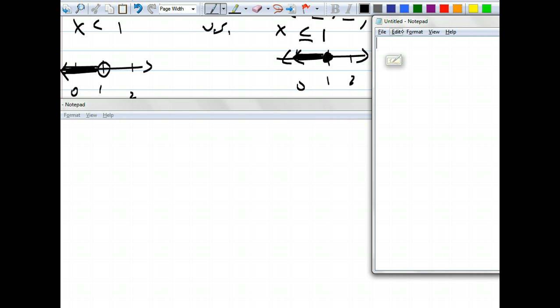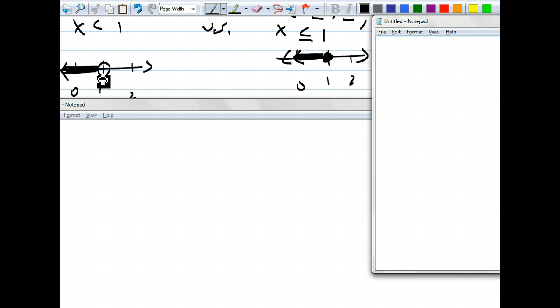So notice I have this circle filled here, indicating that 1 is part of the solution. x is less than or equal to 1. That's why there's the equal to part, right? But on the left, x less than 1: is 1 a solution to that inequality? No, it is not. That's why there is an open circle, indicating that 1 cannot be a solution. Any questions? Do you guys remember this?